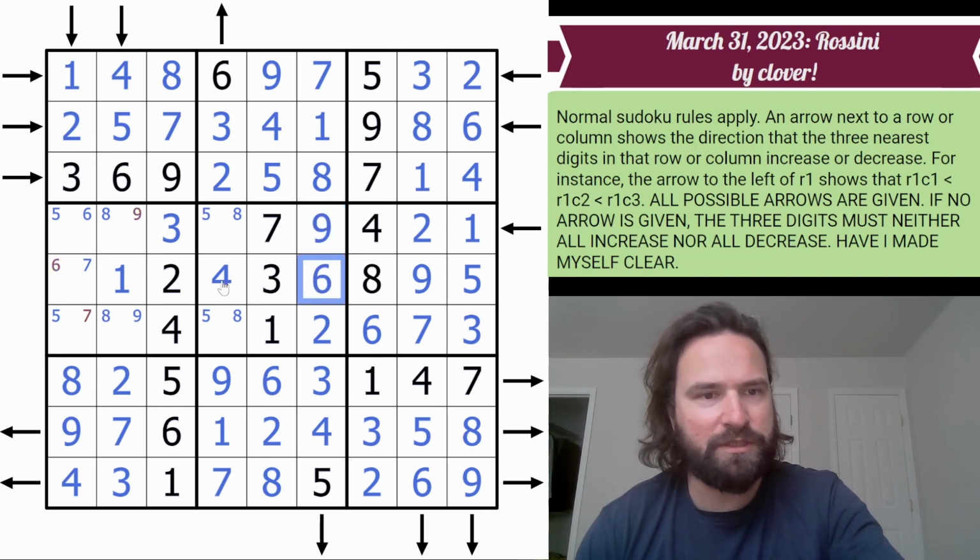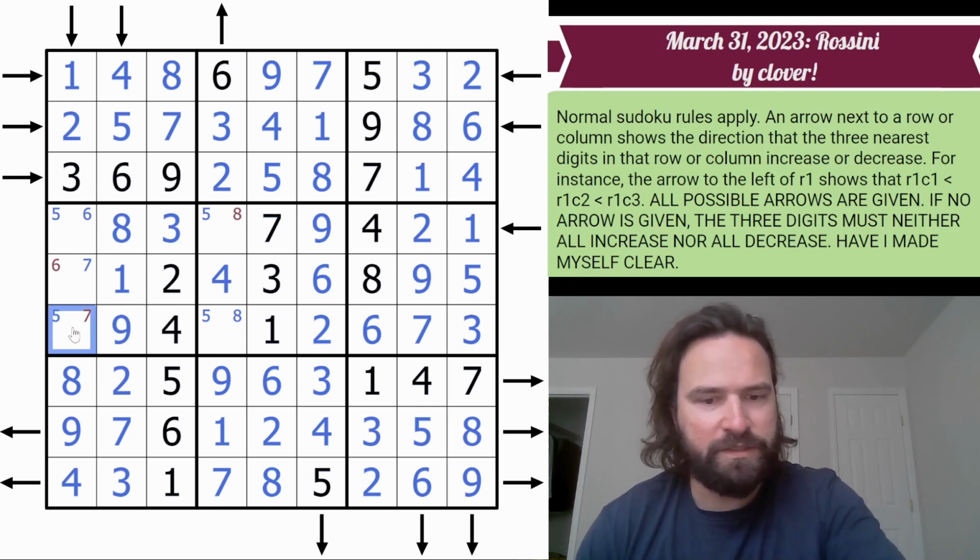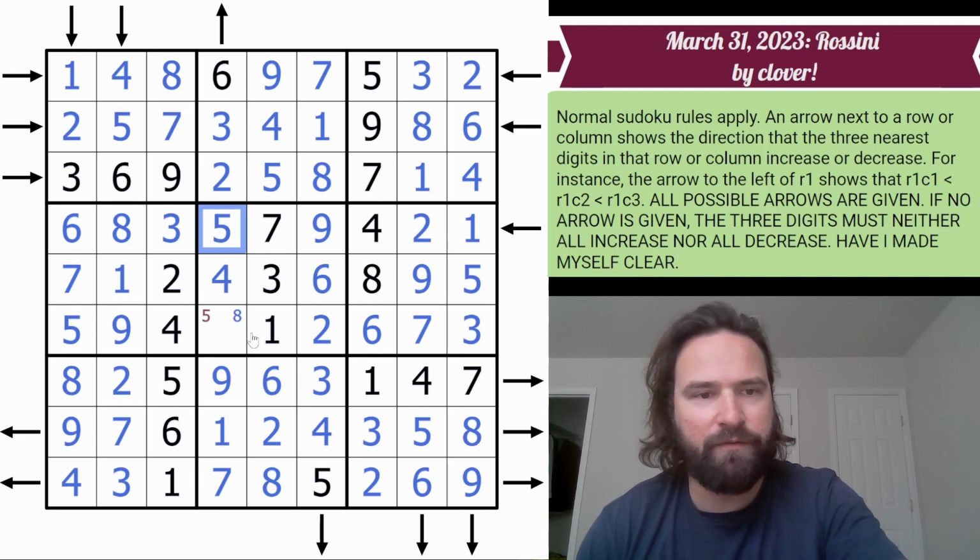This is a 9. This is a 6. This is an 8. This is a 9. This is a 5. This is a 7. This is a 6. This is a 5. This is an 8. And there we go.